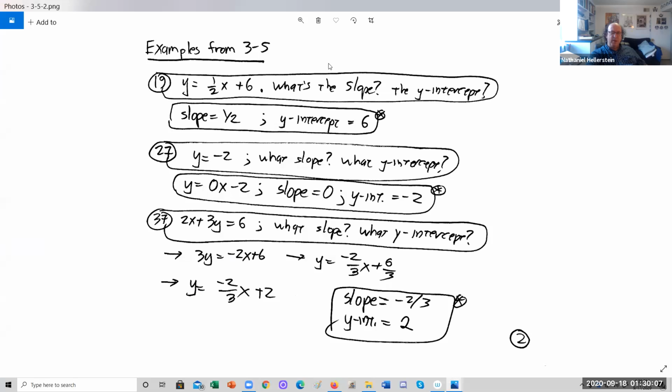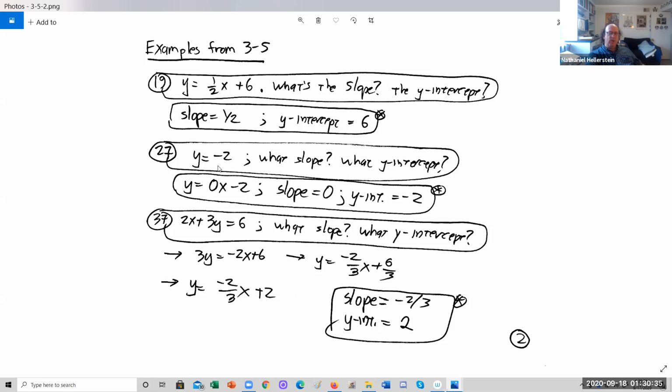Okay, here are some examples. We have the equation y equals a half x plus 6. What's the slope? What's the y-intercept? Well, here, sx plus b. The slope is this, 1/2. So for every 2 units over, it goes up 1. The y-intercept is here, 6. So it intercepts the y-axis at 6, or you could say 0 by 6, whatever.